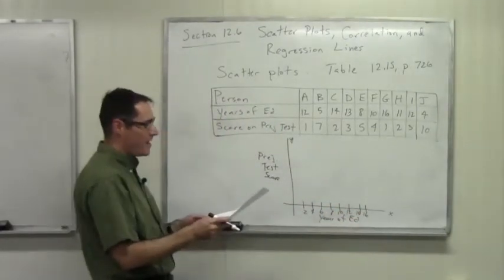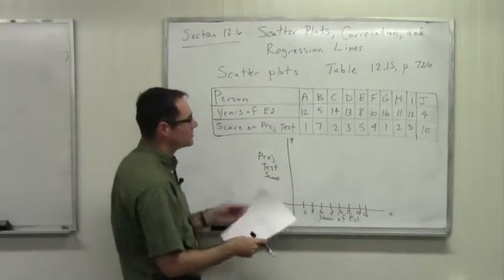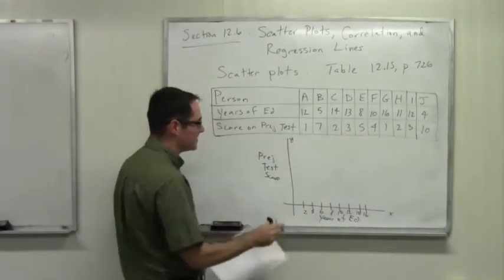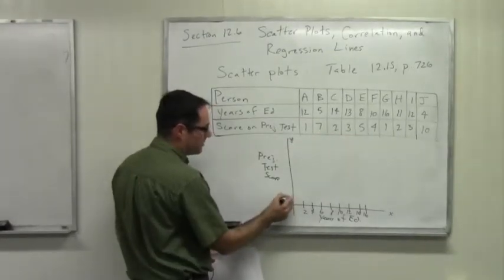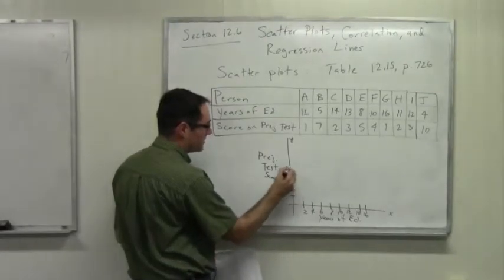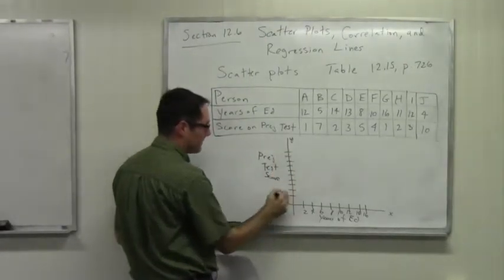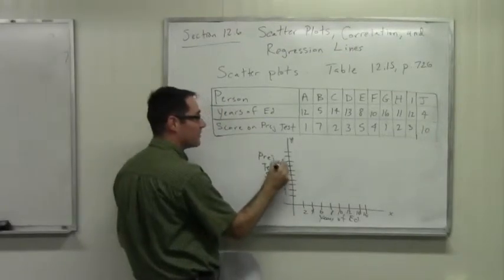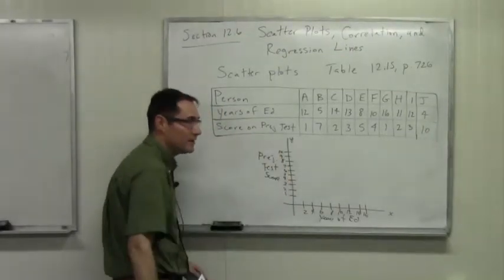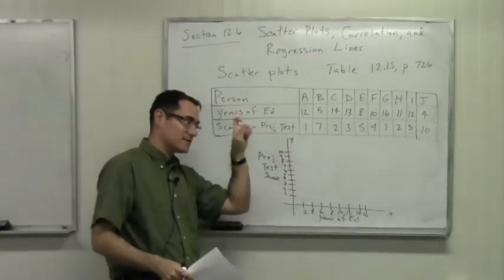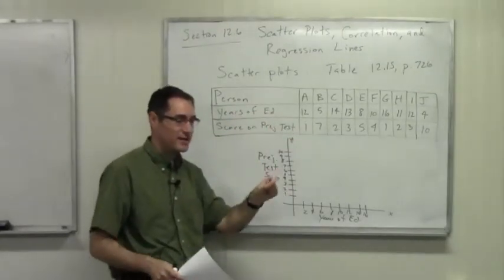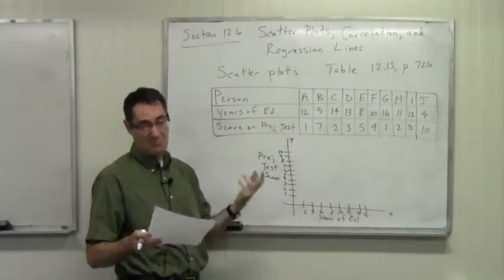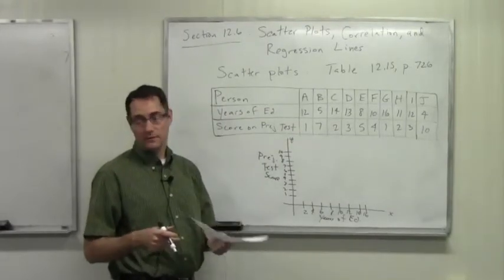Then on the y-axis, we're going to have the prejudice score going up to 10, which looks like the top score, so I'll just go by ones: 1, 2, 3, 4, 5, 6, 7, 8, 9, 10. A lot of times you can use Excel or another spreadsheet program for something like this. You type in the data, highlight the two pieces of data, click scatter plot, and it puts it all up there for you. You can't use that on the final.